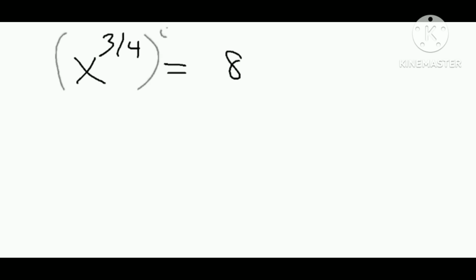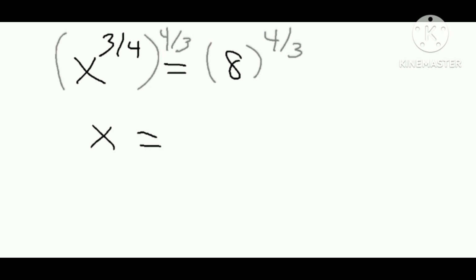So let's try another one. Try this one. x to the 3/4 is equal to 8. So go ahead and practice this problem and see if you can get the answer. So just like before, we're going to raise both sides to the 4/3. So we know 3/4 times 4/3 is going to give us 1. So we just have x on the left side.